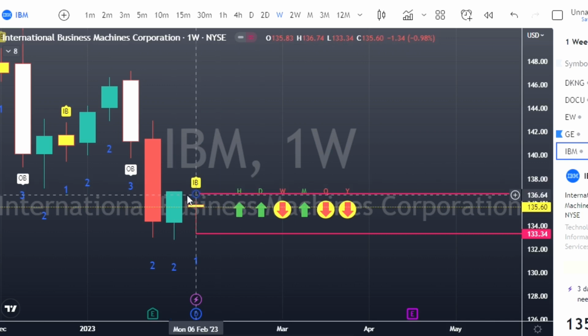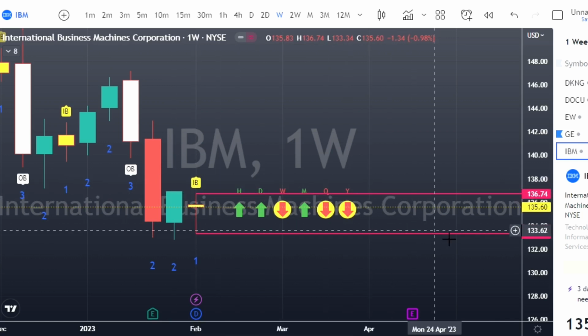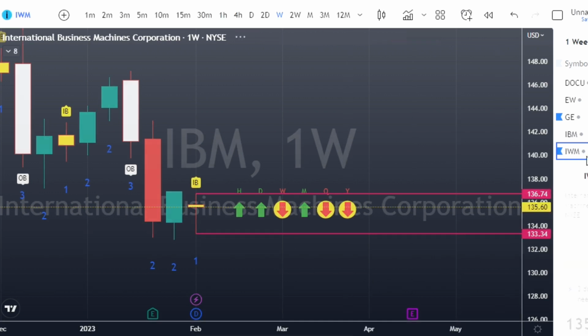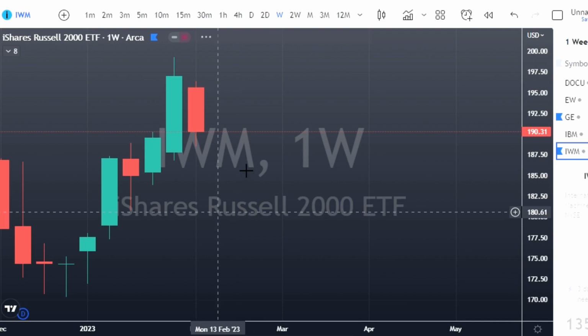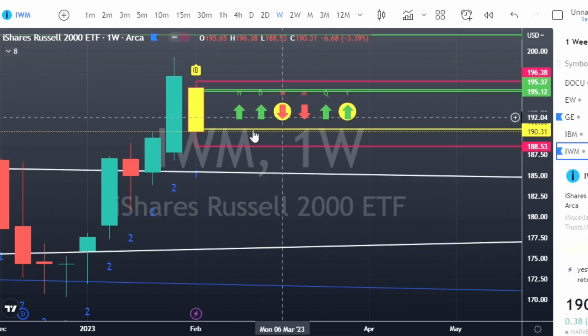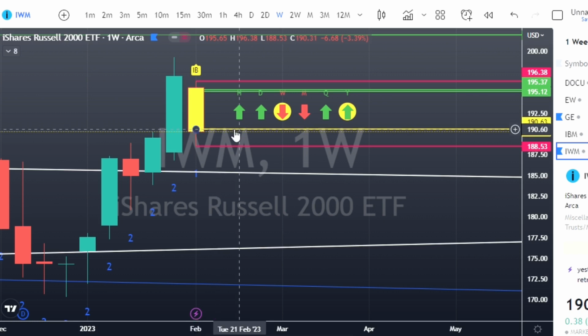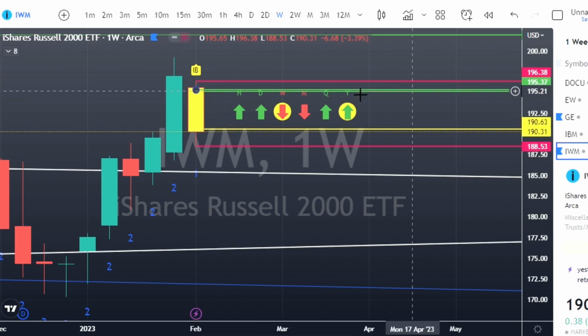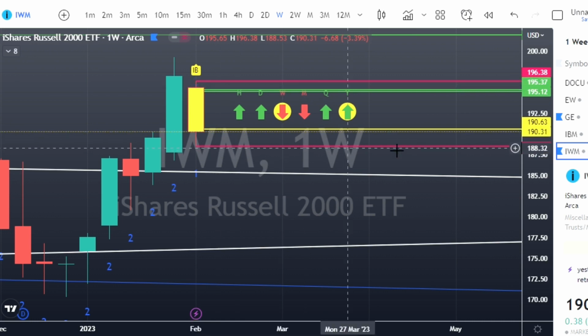Inside bar on IBM. Calls 136.74, puts 133.34 on IBM. IWM, inside bar. So again, we're looking for a 2-up on the day as well. I know that because the yellow line is here. My targets are up top. Calls at 196.38 on the inside bar, or puts at 188.53.